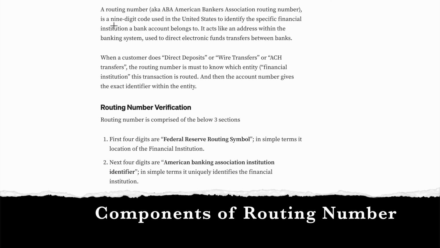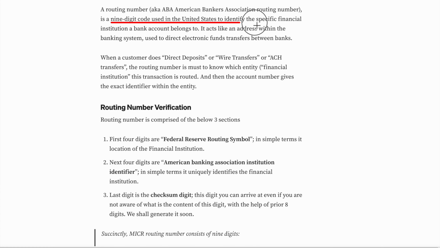So the routing number is a 9-digit code used in the United States to identify the specific financial institution where the bank account belongs. And it is like an address. The transaction should be done at what address? That address is given by the routing number.